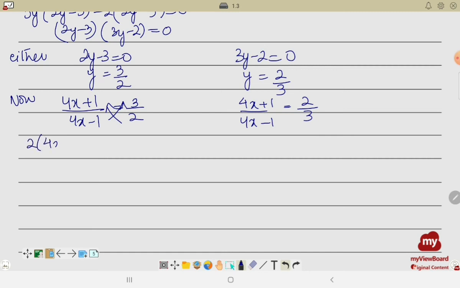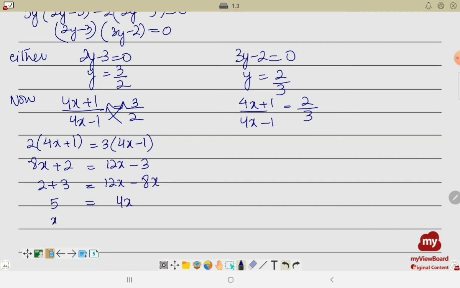2 into 4x plus 1 and 3 into 4x minus 1. Let's solve this factor first. 4 times 8x plus 2, 4 times 12x minus 3. So we'll just take 3 to the other side, so x will remain positive. Here we have 5, and here we have plus 4, and x is equal to 5 by 4 is going to be our answer, right?